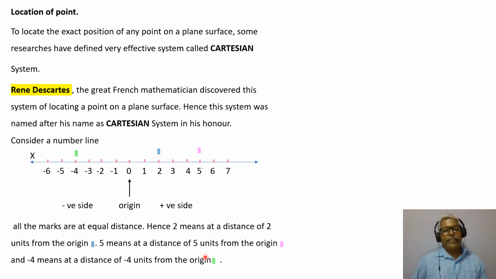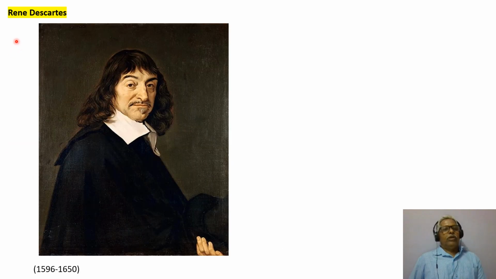5 means at a distance of 5 units from the origin. And minus 4 means at a distance of minus 4 units from the origin. Now in this, plus and minus, even negative, plays a great role. Now this is that great mathematician René Descartes, 1596 to 1650.